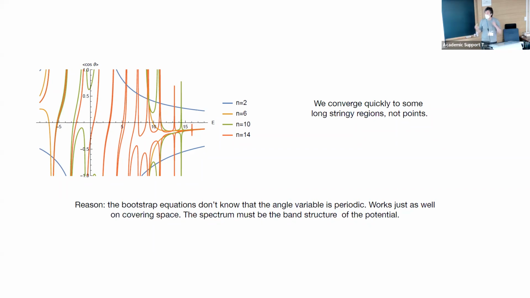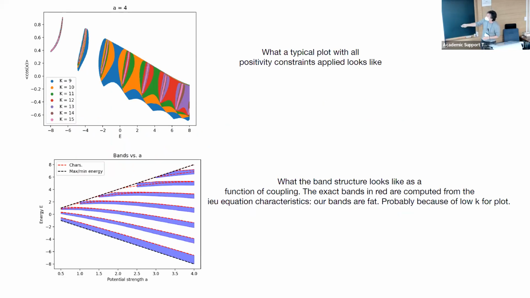What you actually get is not the energy eigenstates of the periodic potential. What you get is the band structure of the periodic potential. So after you do the bootstrap, what you get is these kind of regions over here that are elongated. These are band structure. They're not points. They're long. And if they're long, they're kind of one-dimensional objects. And this is the fact that in one-dimensional systems, we get bands.